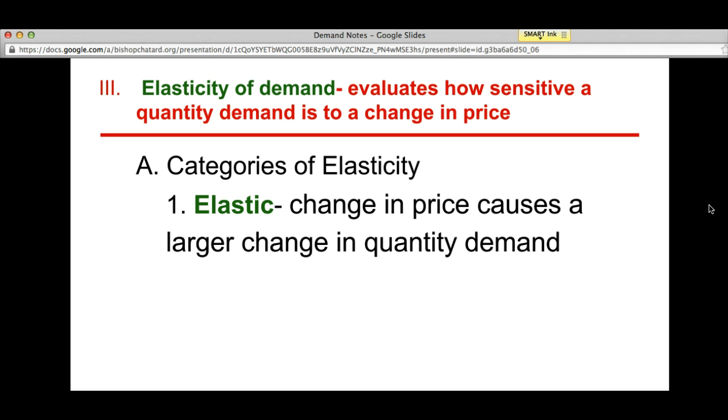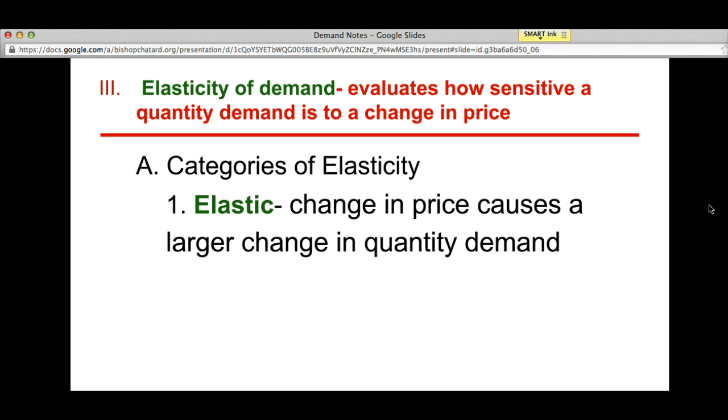When you think of the word elastic, what do you think of? Rubber bands. So I have a rubber band here. You can think of elastic as being a very stretchy rubber band. Our quantity demanded stretches a lot. It responds a lot to a change in price. We react a lot.